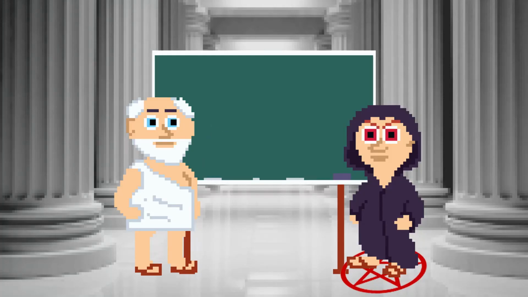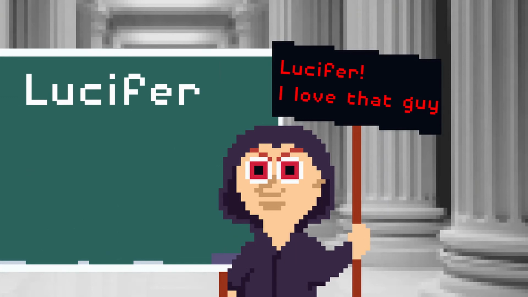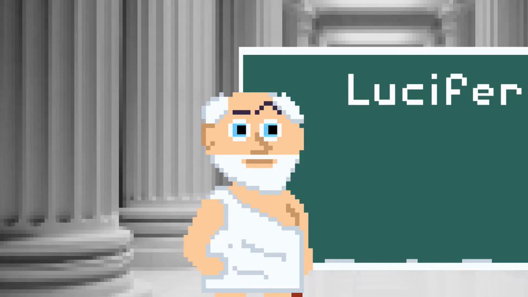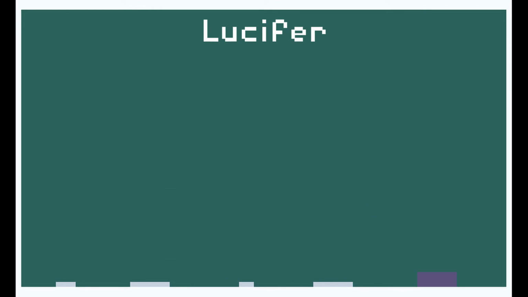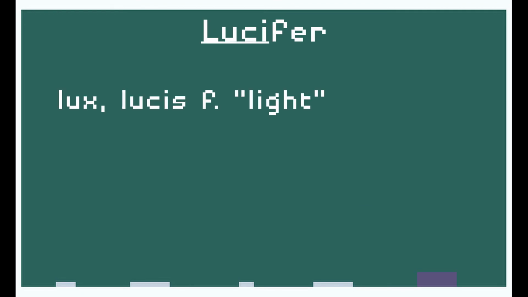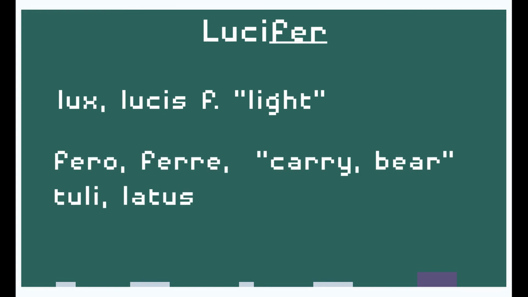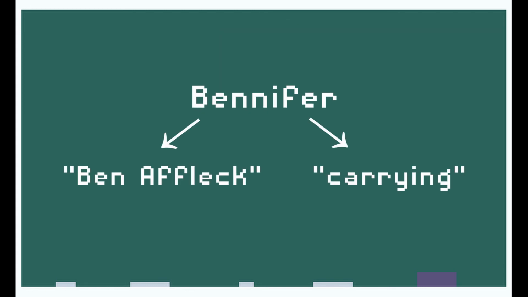And lastly, but not leastly, let's talk about the word Lucifer. Now, Lucifer is actually a Latin word, by which I mean it's not just a word stolen from Greek and then Latinized. It has two parts, both of which are found in other English words. The root comes from the word for light, and the suffix comes from the verb meaning to carry or bear. Probably the most important English word to use this suffix is benefer, which means carrying Ben Affleck.